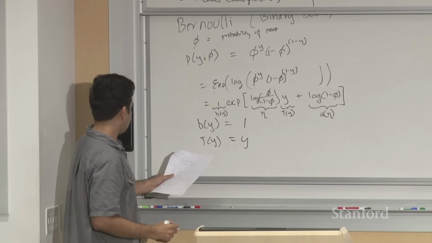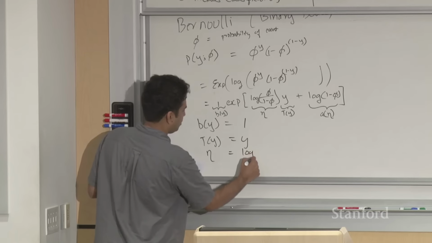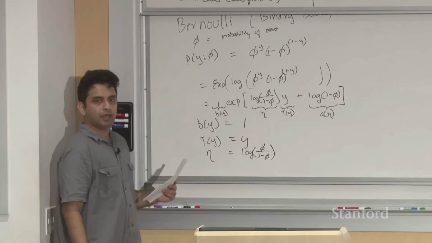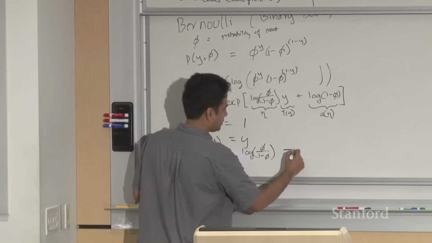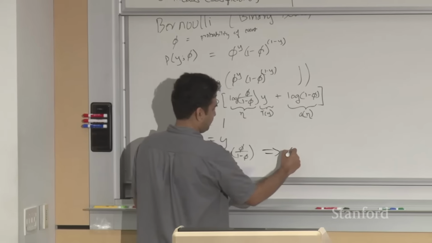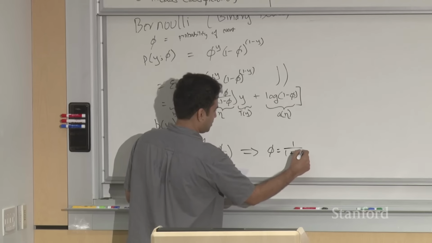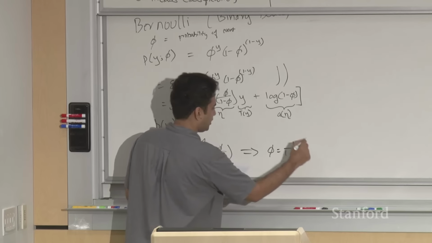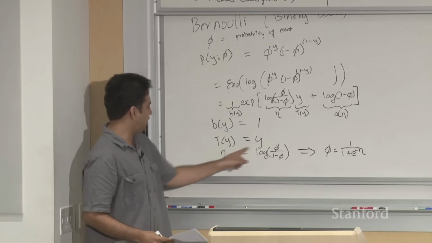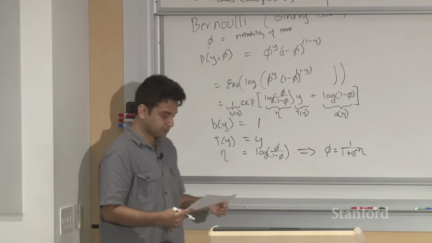What else? Eta is equal to log of phi over 1 minus phi, right? An equivalent statement is to invert this operation and say phi is equal to 1 over 1 plus e to the minus eta. I'm just flipping the operation: this went from phi to eta, and here it's the equivalent, going from eta to phi.